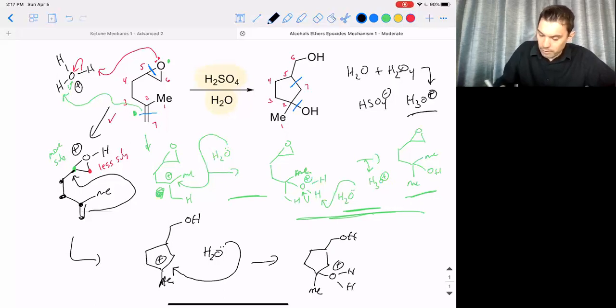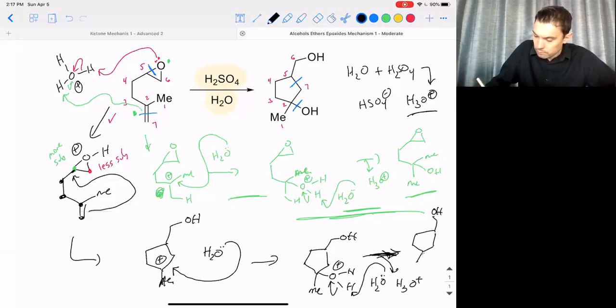And now again, for the last step of this process, we're going to use some more water to do the deprotonation to generate some more H3O plus. Getting kind of an ugly arrow here. And then this will generate our product. And so that's all good. And it totally should flow from there.